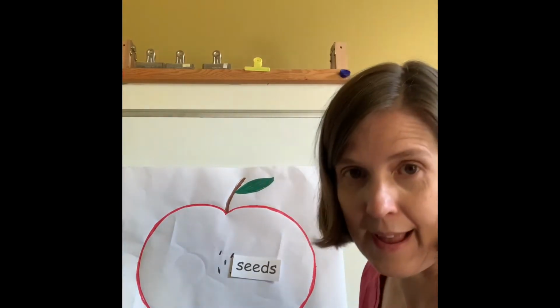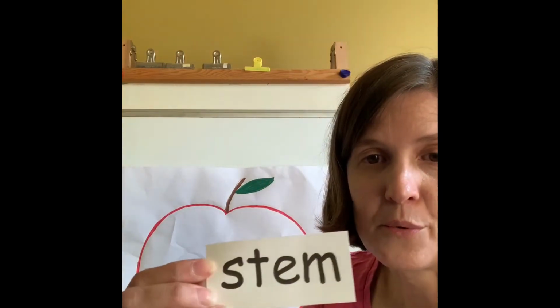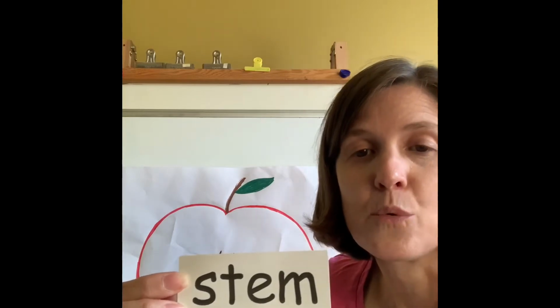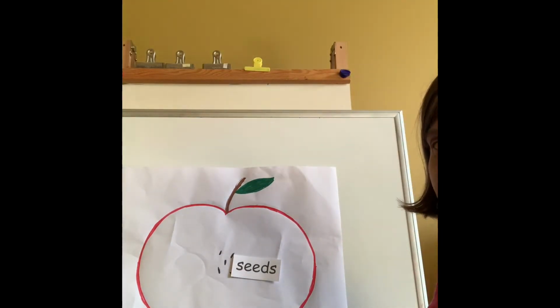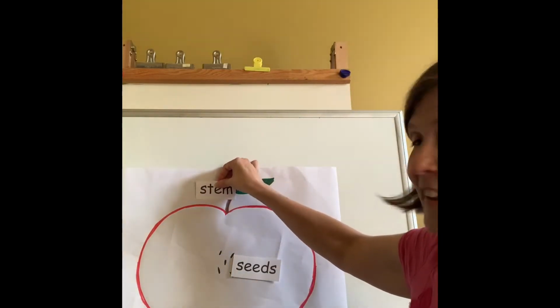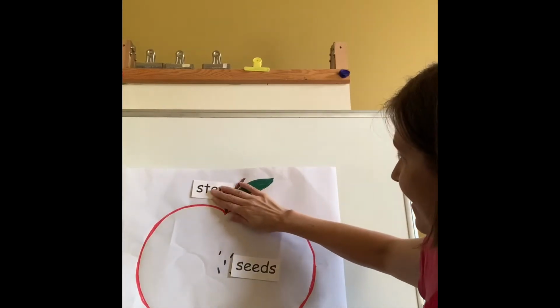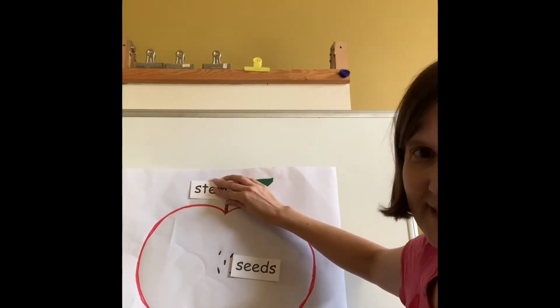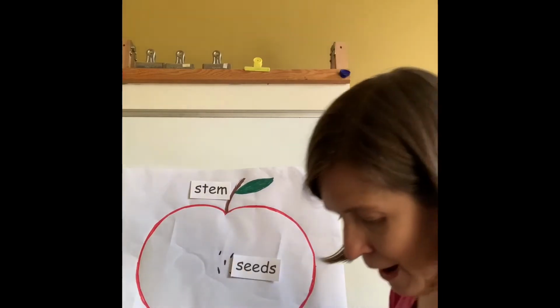The next part I have also starts with an S. It's the word stem. Do you remember what the stem of an apple is? Do you remember we talked about how it hangs from the tree by the stem? Do you see the stem? Go ahead and point to my stem. Where should I put this word? Right there. Is that the stem of the apple? That's it right there. That brown part that the apple hangs from the tree with.